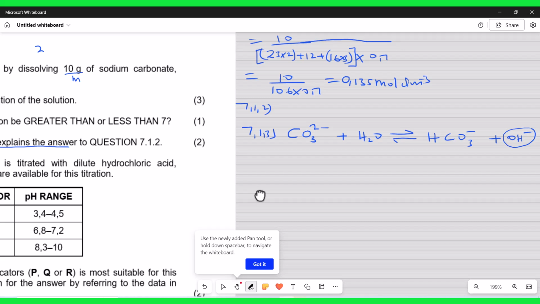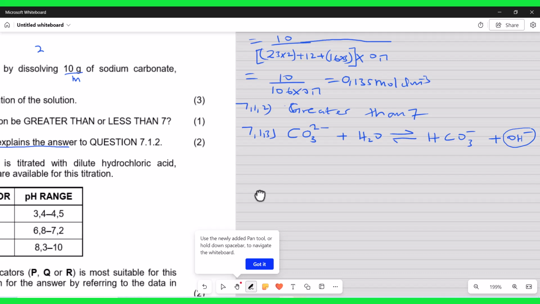So we say here it's going to be greater than 7. Okay, it's going to be greater than 7.